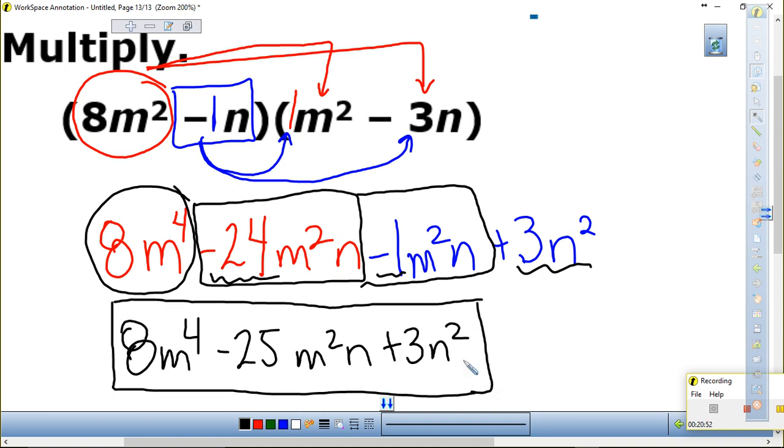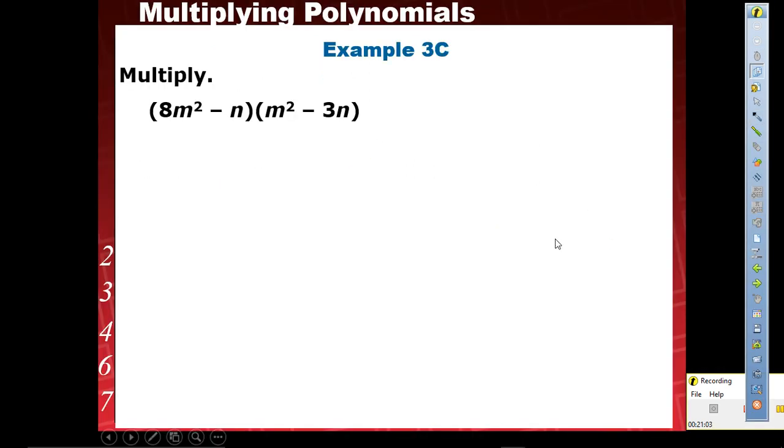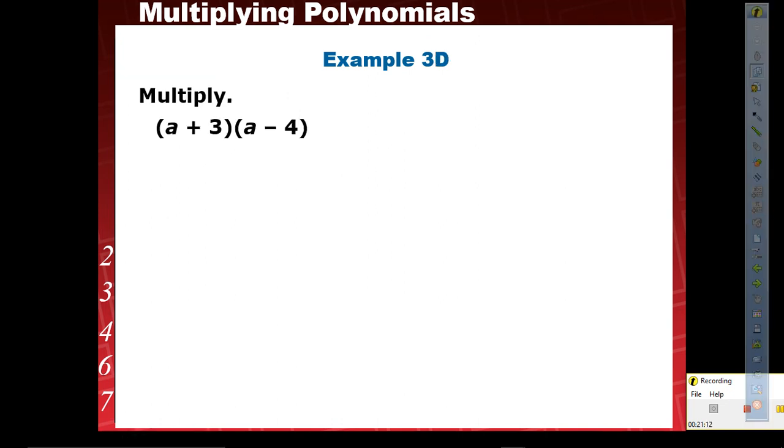Can we combine anything else? No, right? Okay. Are we doing all right? Okay. Let's go to the next one. See if you can do that one by yourself. You can choose whichever method. You can do it by area model or distributed property. You choose. You have 40 seconds.